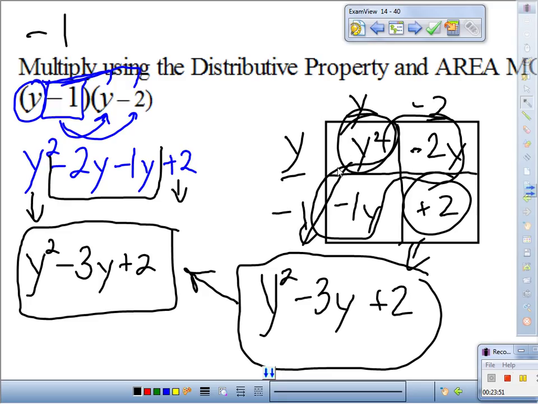Oh, switch these? Yeah. We good? Make sure you write your simplification for both.